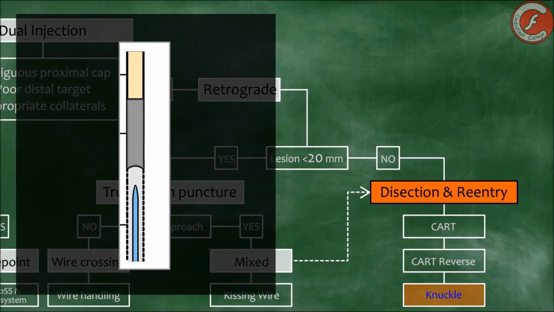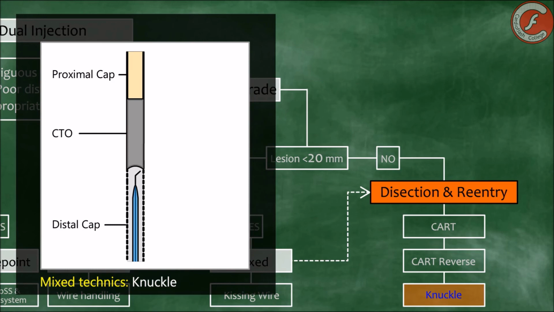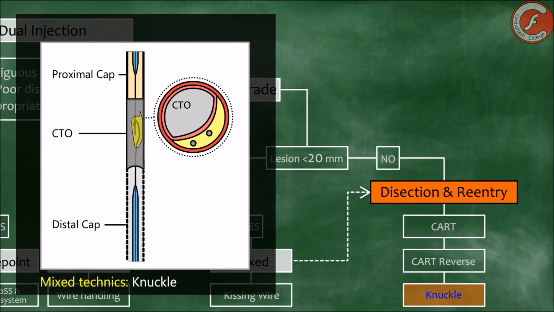Finally, we have the knuckle wire technique, which, as you can imagine, uses a knuckle wire retrogradely to create an area not controlled for subintimal dissection, which will posteriorly be exploited by an antegrade guide wire to distally advance until it achieves the luminal reentry.